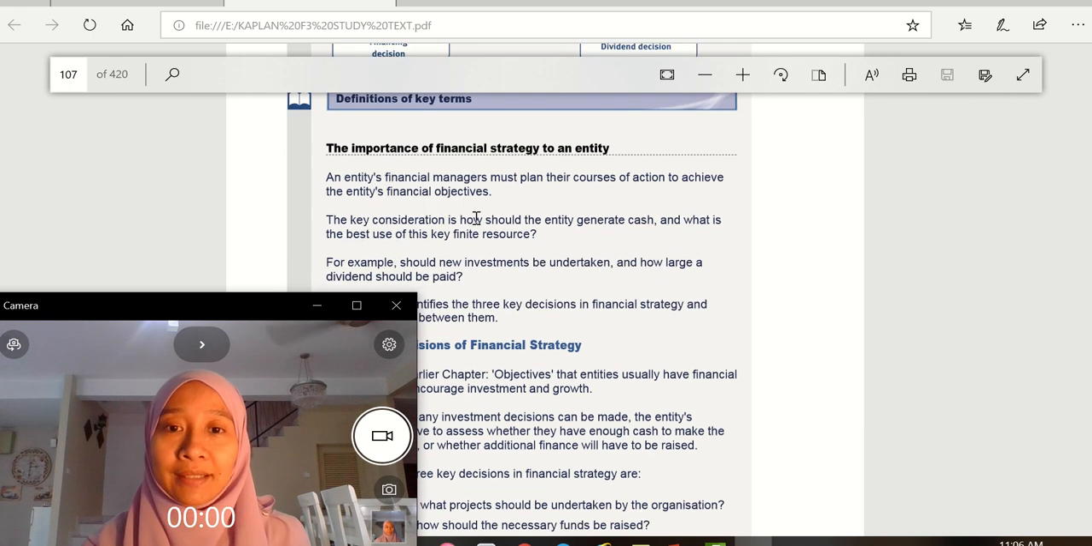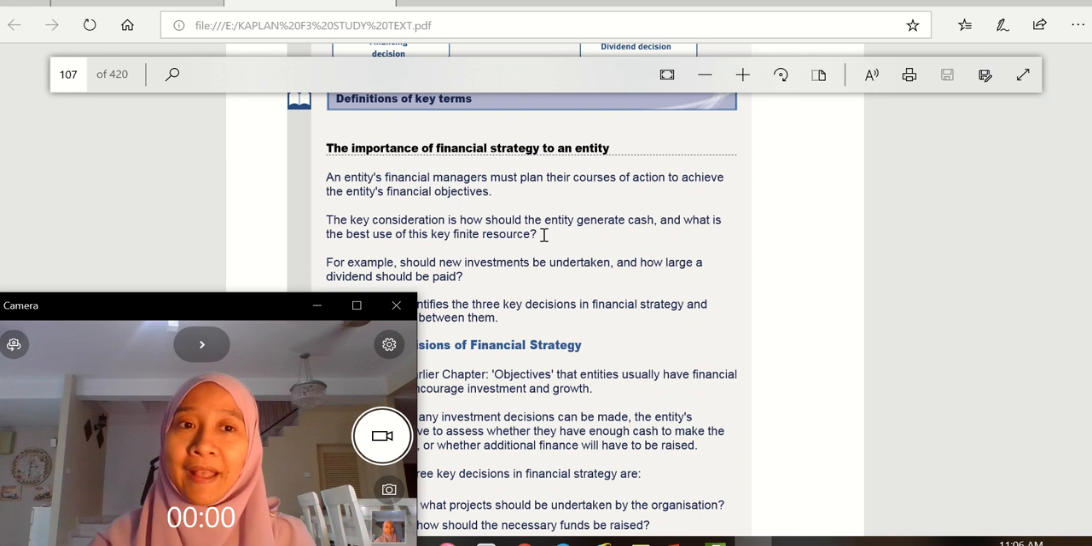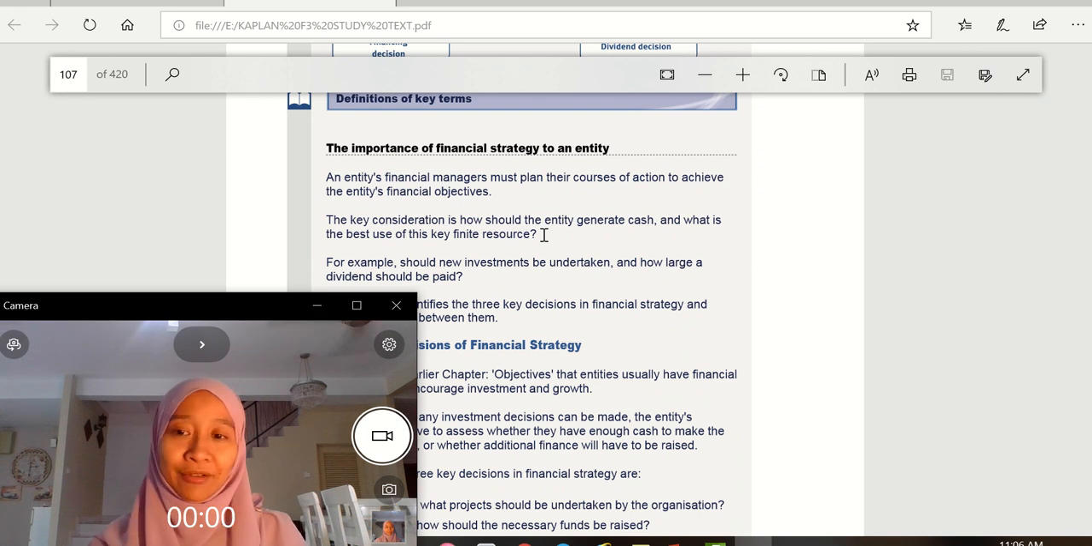The key consideration is how the entity should generate cash, and what is the best use of these key finite resources. So it's all about cash. Because a company can close down if they don't have extra cash to pay dividends. Companies can generate huge profit, but at the end of the day, the dividend paid to the shareholders and the money they have to support the operations is the key element.